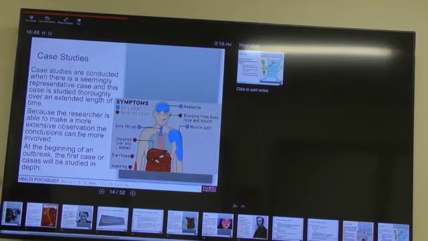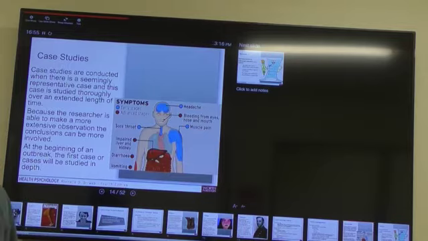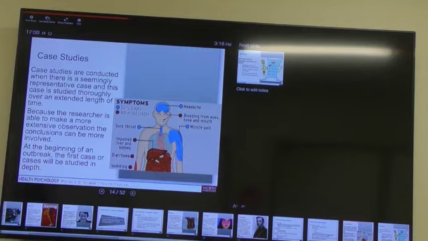At the beginning of an outbreak, the first case or cases will be studied in depth, and that's what they did with the coronavirus. That's what we're doing in the United States with the coronavirus cases that we have found so far. And actually there's one in Phoenix. The person is isolated, don't worry, they don't want to come up here and cough on everybody, hopefully. But there's one in Phoenix, there's one in Seattle, there's one in Chicago, where else? And it's mostly out in the West, but there's five cases.